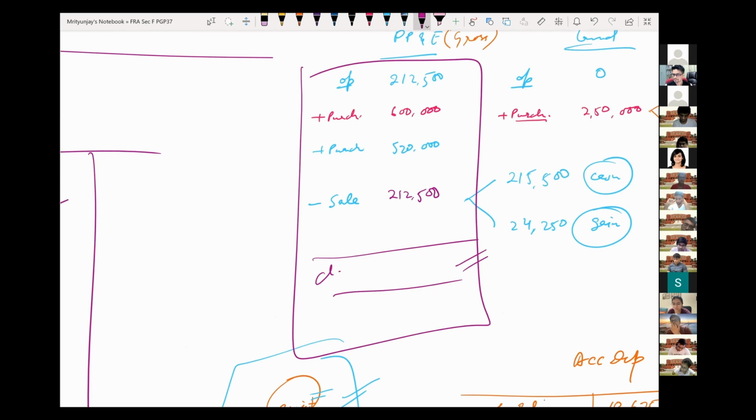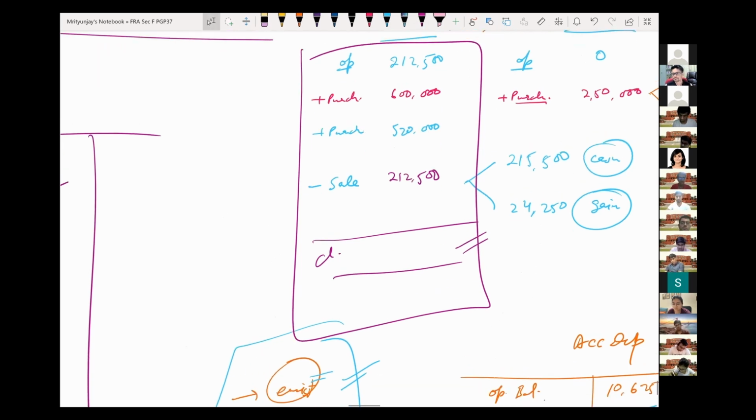Clear? So this we could have understood just by seeing this, right? So it's 6 lakh of machine you're purchasing, the building you're purchasing, and 5,20,000 of land you're purchasing. And that itself brings it to 11,20,000, which is the value in the 2005 balance sheet.